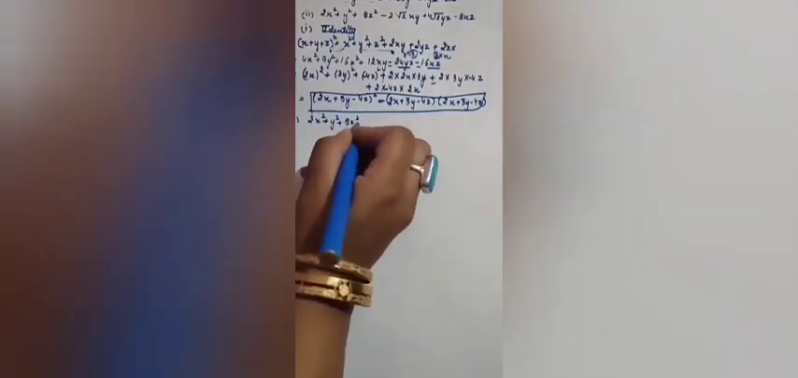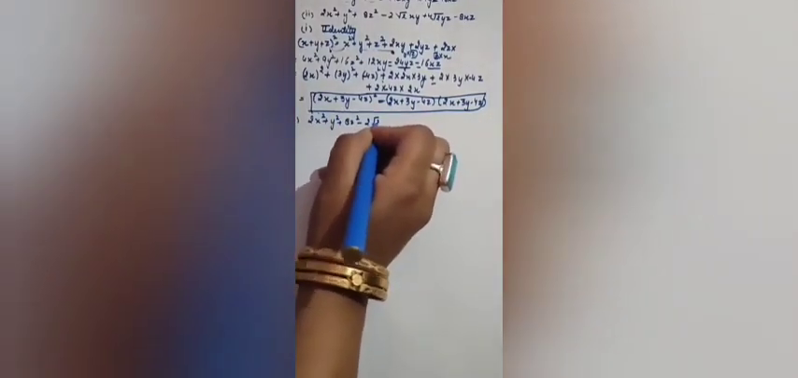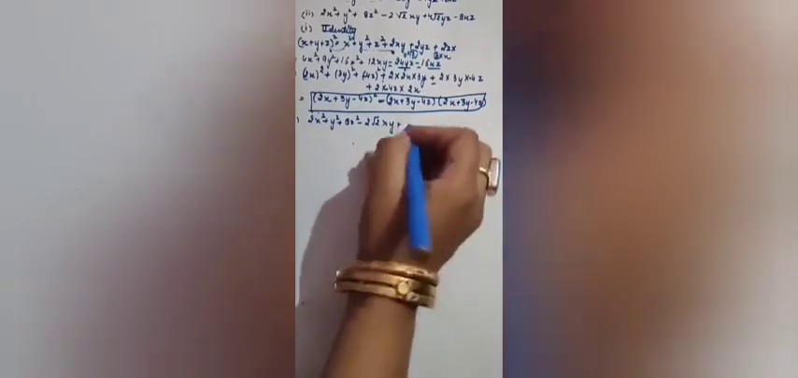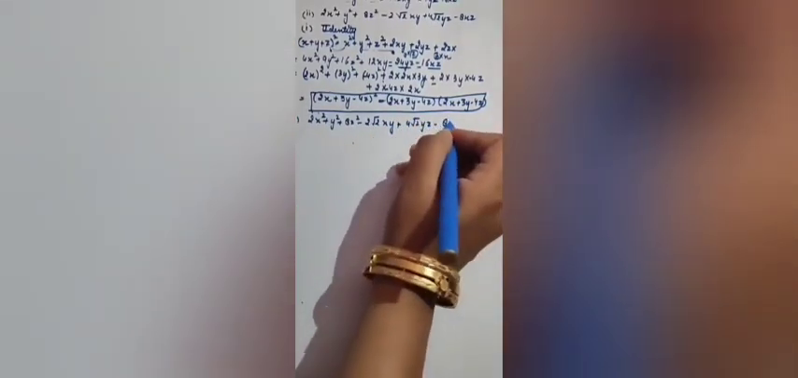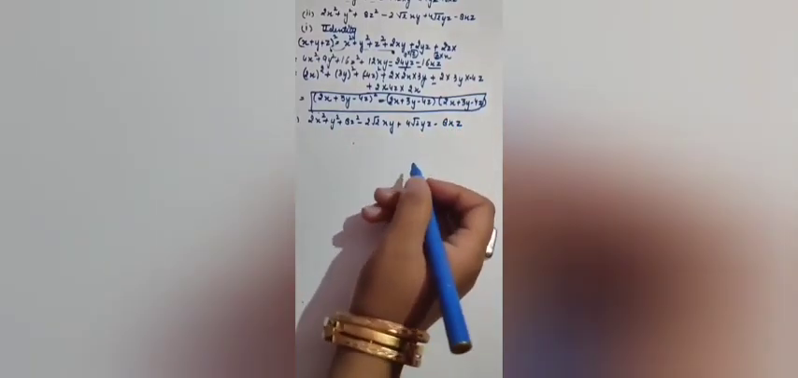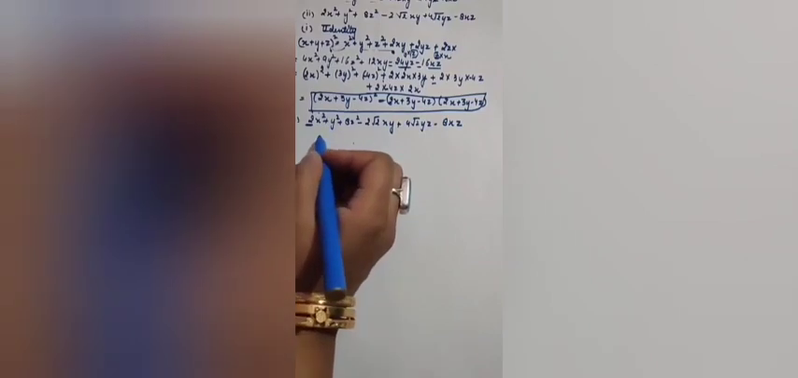Students, let us move to part number 2. Here let me write part 2: 2x square plus y square plus 8z square minus 2 root 2xy plus 4 root 2yz minus 8xz. Students, now just have a look here. 2, is 2 a square of any number? No, right? 2 is not a square of any number.